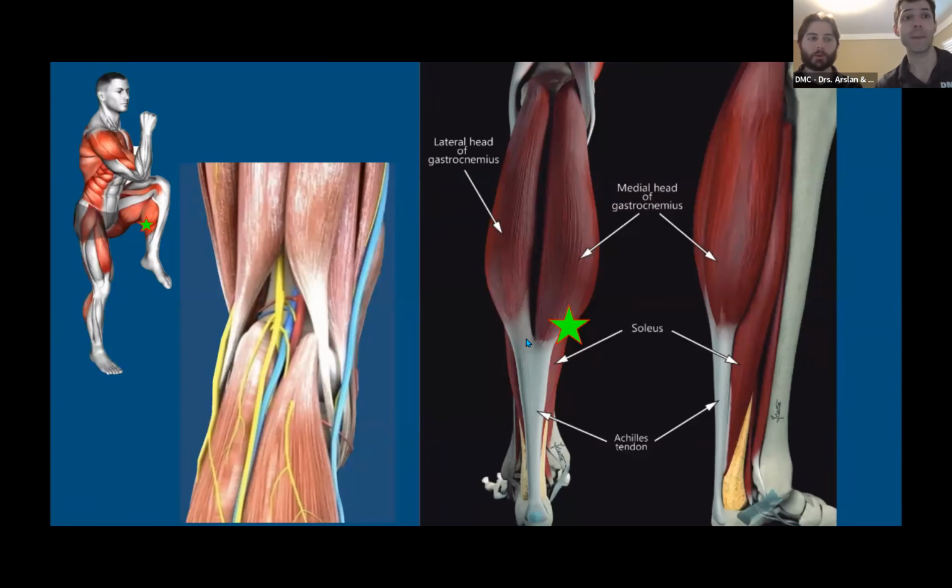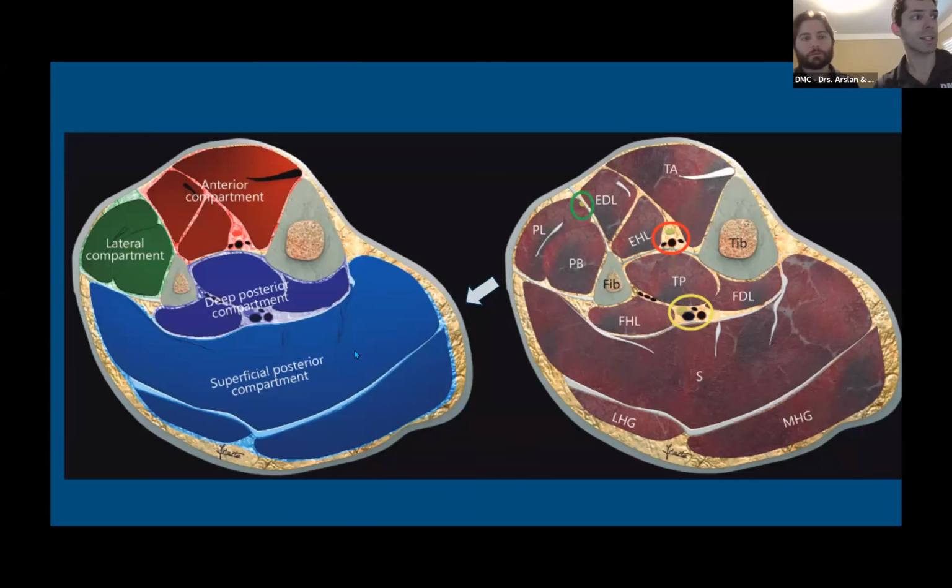If we could recall from the history and physical, our patient's focal tenderness was at the myotendinous junction of the medial gastrocnemius, this transition point, the weak point that we traditionally see the majority of our tears. So in this cross-section view, we see the anterior, the lateral, the deep posterior compartments, but they're not really germane to our evaluation today. So really, the superficial posterior compartment is what we thought was most important for our patient.